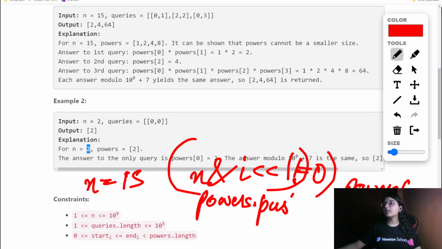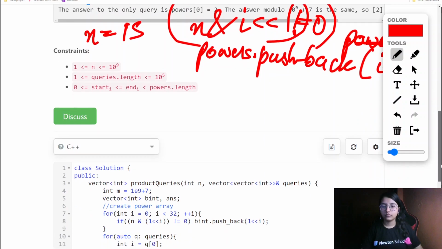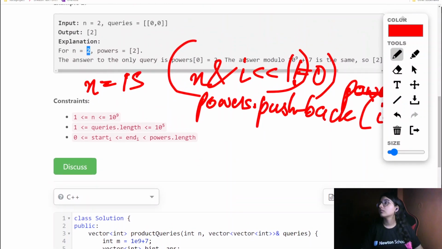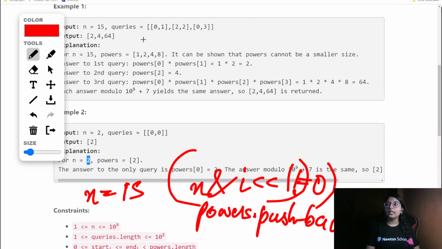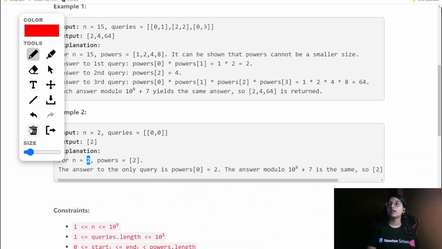Powers dot push back, that which will be done here. So basically this particular thing is required to be pushed into our powers, and when this power is completely done, then after that it is straightforward required to be done for this particular thing and this particular thing and this particular thing. So that's the thing which we are required to do here.